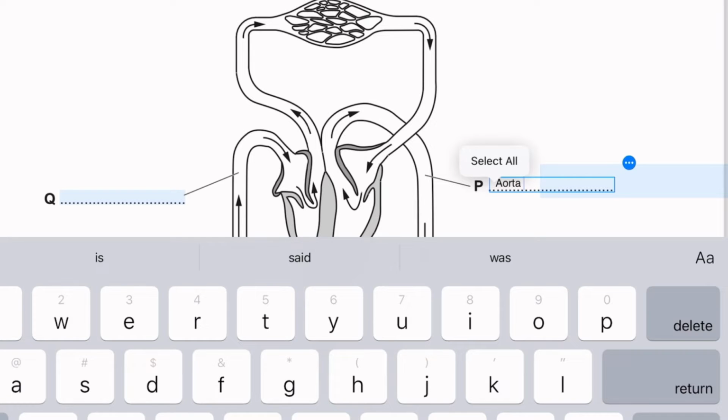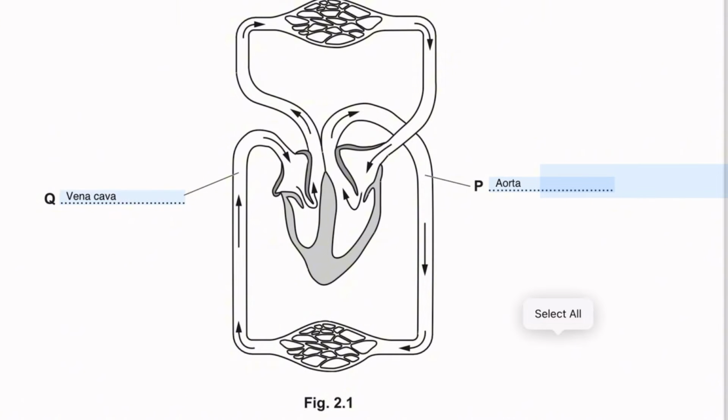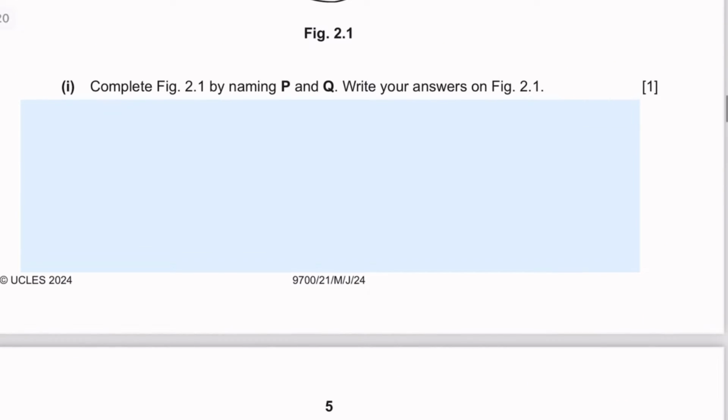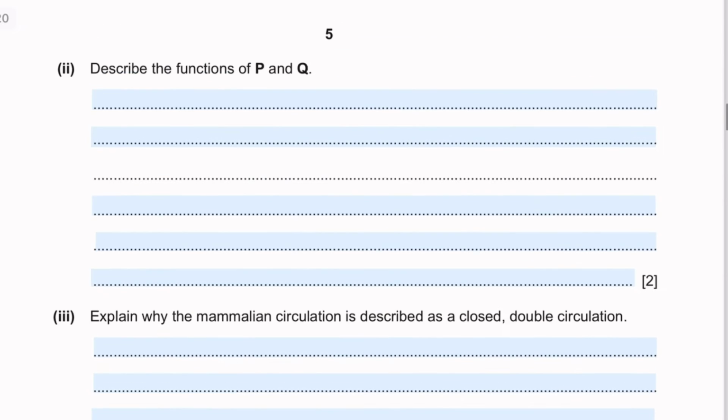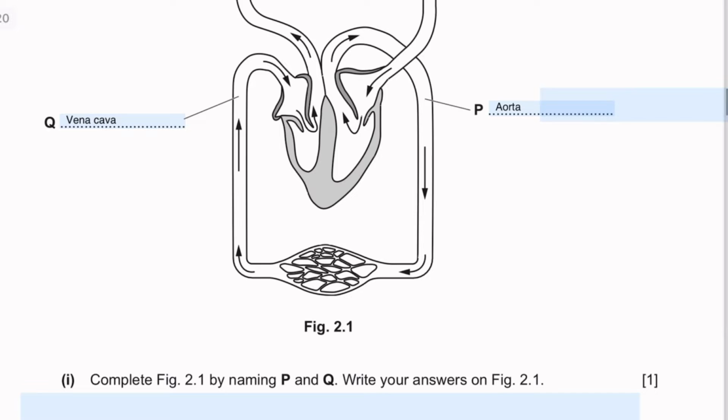It's attached to the left side of the heart, and then the vena cava will be attached to the right side of the heart, specifically to the right atrium. Okay, complete figure 2.1 by naming P and Q. We did this. Describe the functions of P and Q. What are the functions of the aorta? What are the functions of the vena cava?